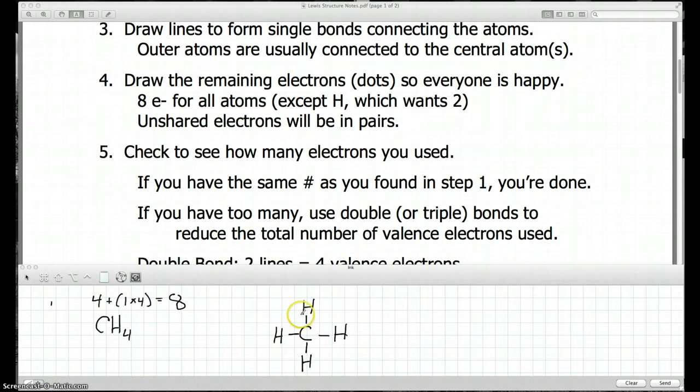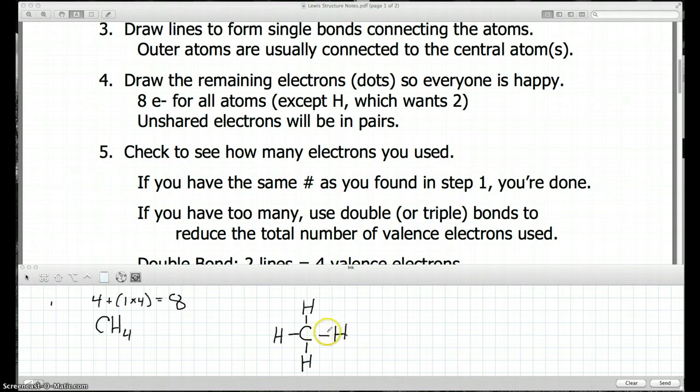Well, let's look here. If you remember, carbon, just like most elements, wants 8, and a line equals 2. So this carbon has 2, 4, 6, 8. The carbon is actually happy. You don't have to add any dots. The carbon is happy, and the hydrogens are also happy because hydrogen is happy with 2.